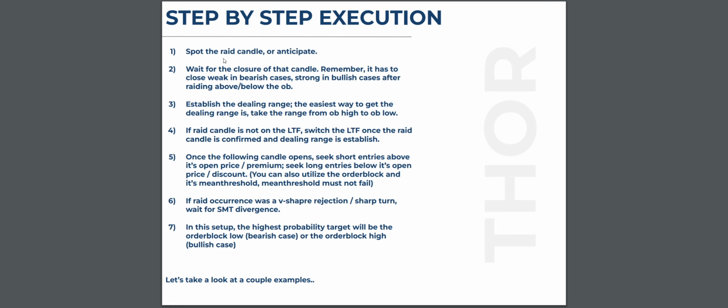So establish the dealing range. The easiest way to get the dealing range is to take the range from the OB high to OB low. And if the rate candle is not on the lower time frame, switch to the lower time frame once the rate candle is confirmed and establish the dealing range. Once the following candle opens, seek short entries above its open price, in premium, and seek long entries below its open price, in discount. You can also utilize the order block and its mean threshold, and the mean threshold must not fail. Okay, that's the last resort.